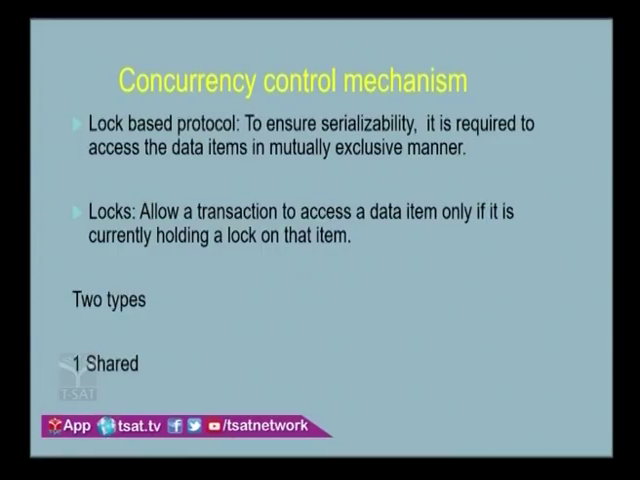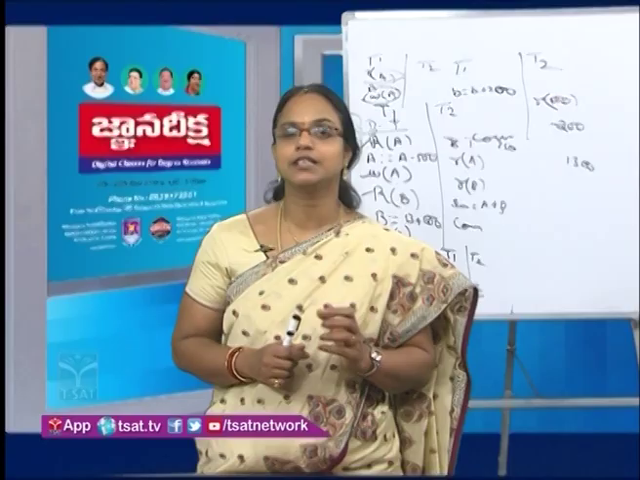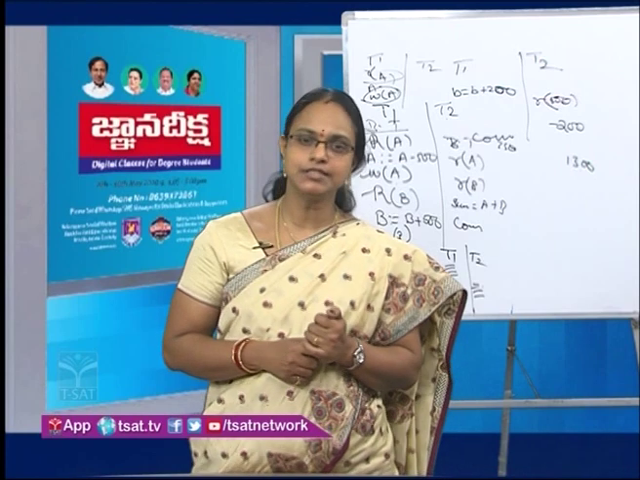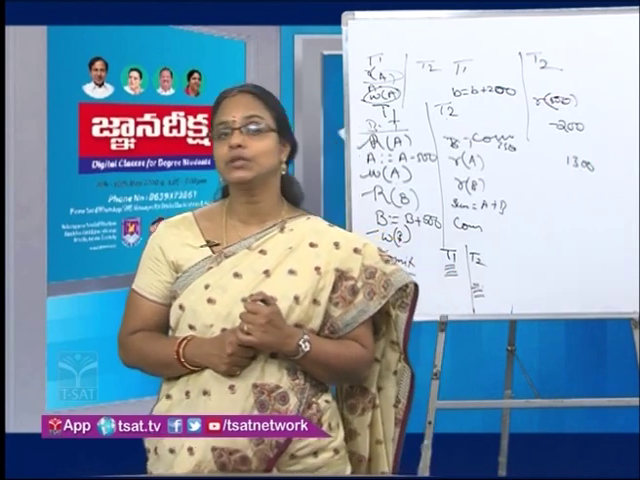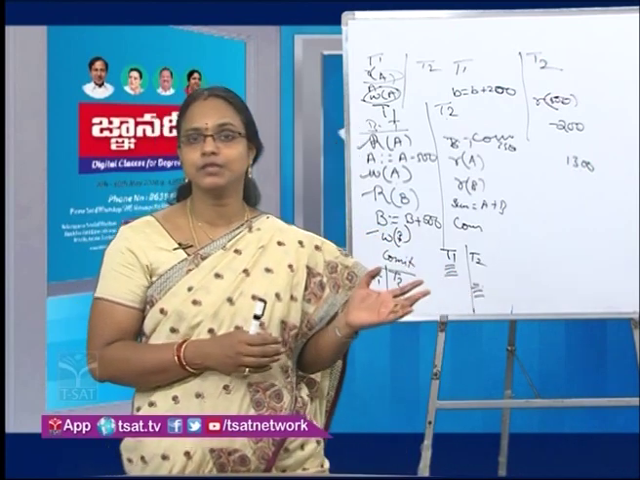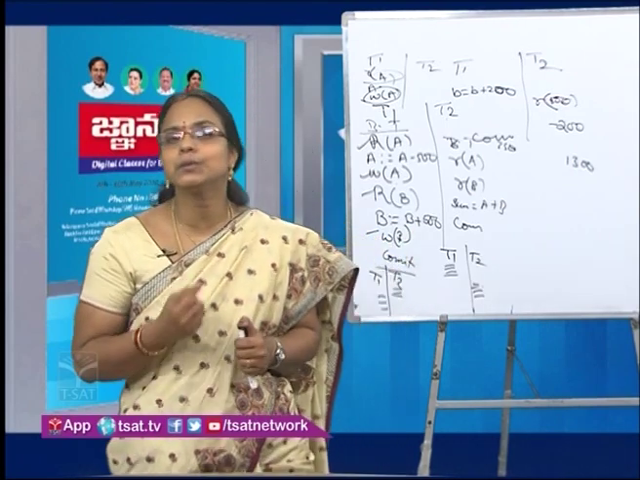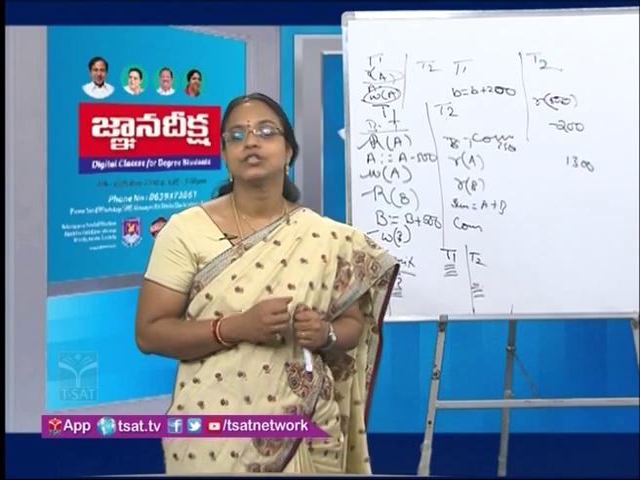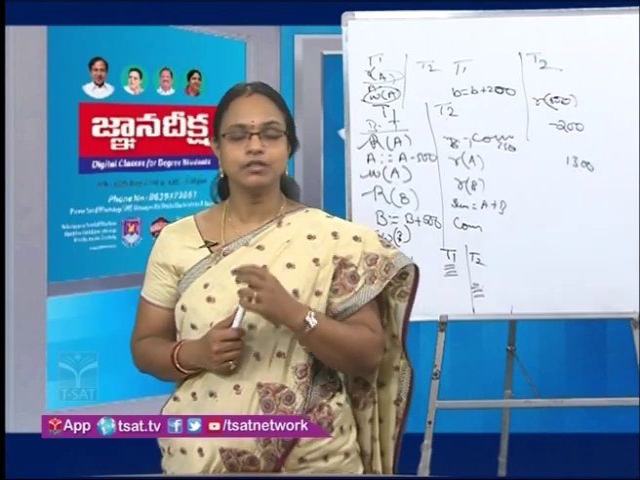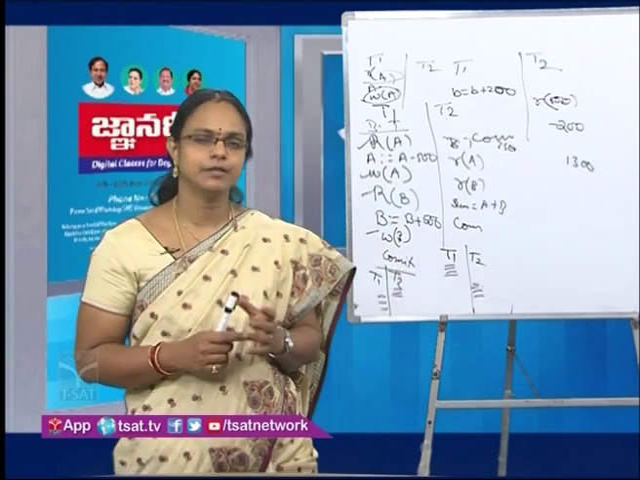Shall we not execute the transactions concurrently? No, we have to execute the transactions concurrently to improve the efficiency of the system. But how do we control this concurrency? Concurrency is leading to so many other problems. The database is becoming inconsistent. So, how do we control this concurrency? In order to control concurrency, there are different mechanisms.